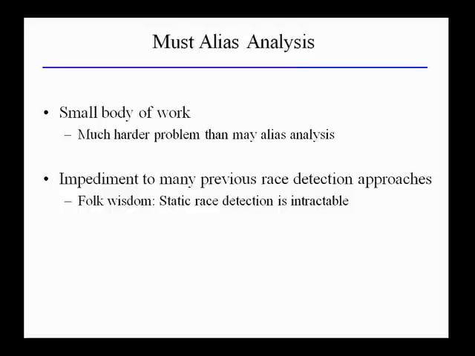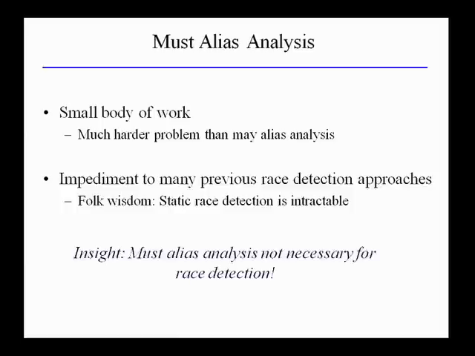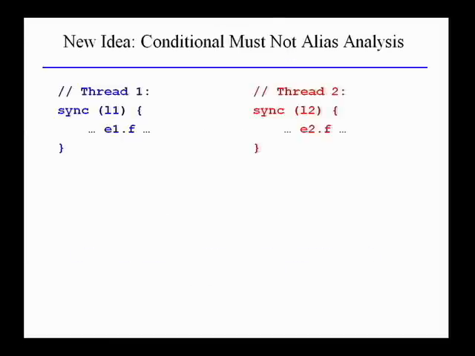In fact, most of the activity in race detection over the last few years has been in dynamic race detectors. And our insight here, the main idea, and this is probably the most new thing, is that must alias analysis isn't even needed for this problem. In fact, that formulation I showed you on the previous slide, you don't need it. There's a different way to formulate the problem that gets around the whole need for must alias analysis. All right, so let me show you that.